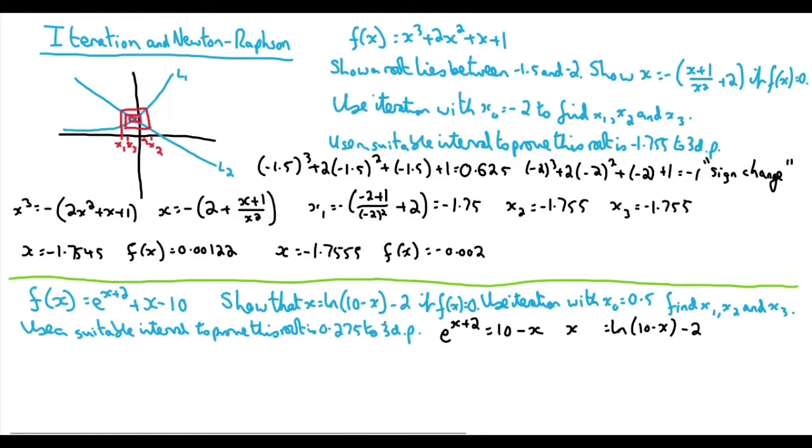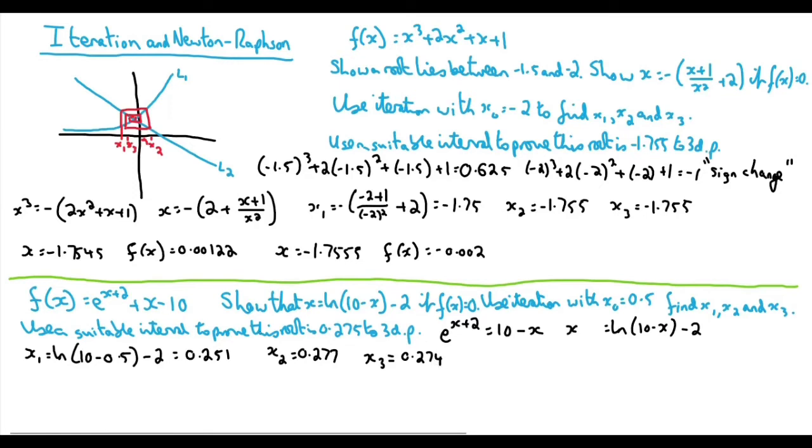Then, for using the iteration, we'll start off just by putting that x0 in there. So we'll find that x1 equals the ln of 10 minus 0.5 minus 2. Putting that in your calculator, you're going to get a value that's approximately 0.251. Taking this 0.251 and putting that back into this equation again, you get that x2 is approximately 0.277.